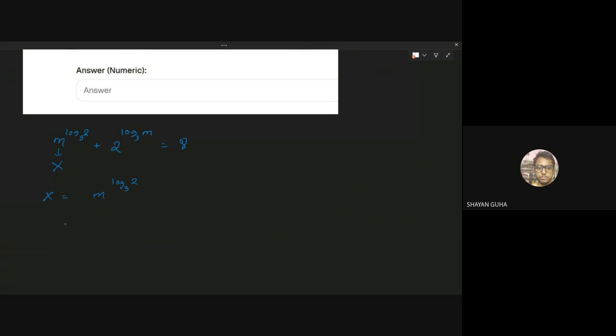Now, how should I simplify this part? This is a big question. Now, just see one thing: I can write 8 as 2 to the power 3. So what I am doing is taking log on both sides, not just log, I am taking log base 2. So if I take log base 2 here, what I will get is log 2 base 3 times log 2 of m.